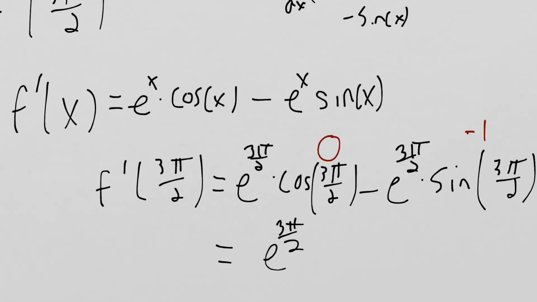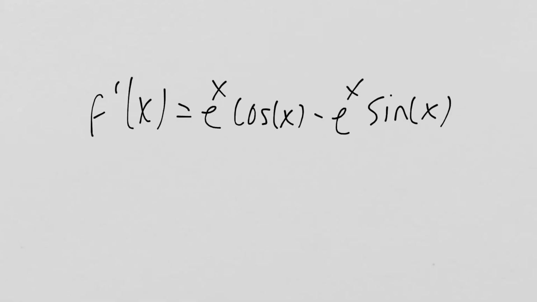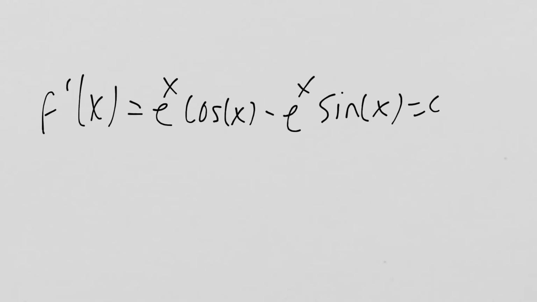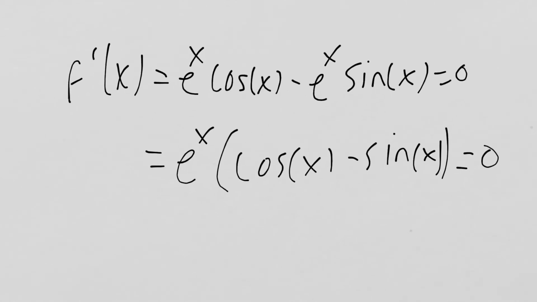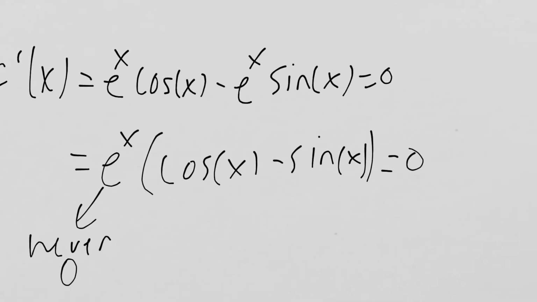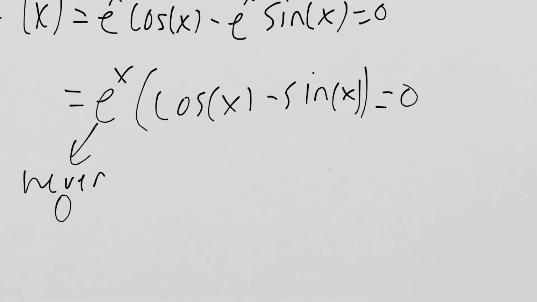To determine an absolute minimum, we need to know when f prime x is equal to 0. F prime x is equal to this, so let's copy that over. So it's e to the x cosine x minus e to the x sine x, and we want to know when this is equal to 0. So what we should do is factor out the e to the x that is part of both terms. So we get e to the x times cosine x minus sine x, and that's equal to 0. And then we know that e to the x is never 0. So what we really need to determine is when is cosine x minus sine x equal to 0?